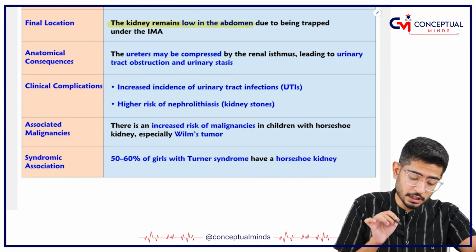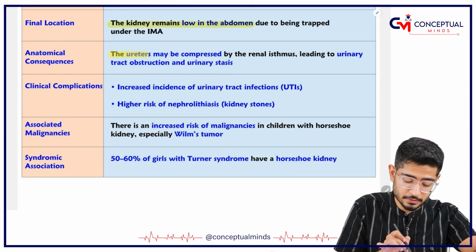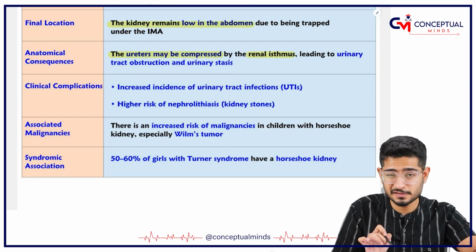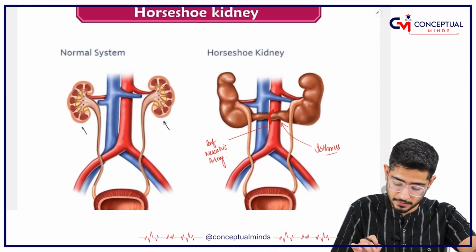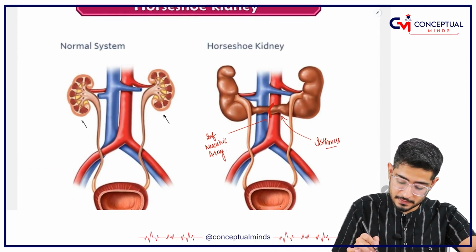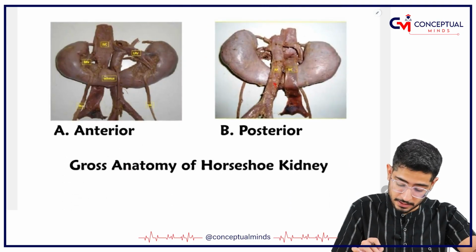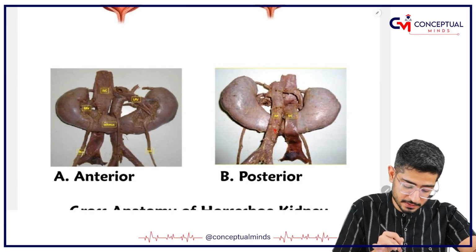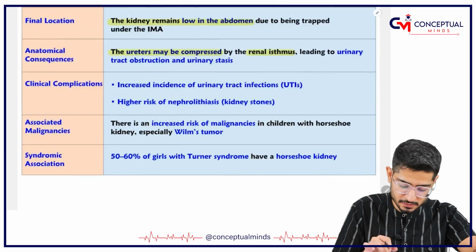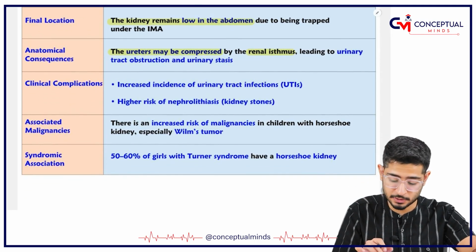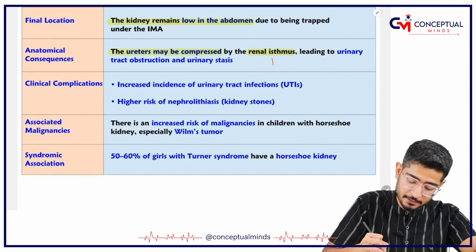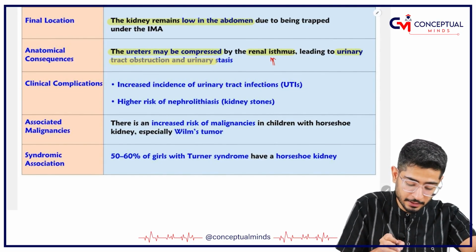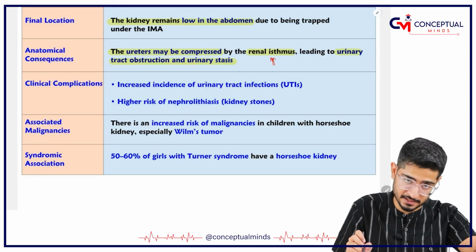The other thing which happens is that the ureters will be compressed by the renal isthmus. This renal isthmus can sometimes compress the ureters also. The ureters which are coming can be compressed due to this isthmus, although not very evident in the pictures I have shown you. But yes, they can be compressed, leading to urinary tract obstruction and urinary stasis.